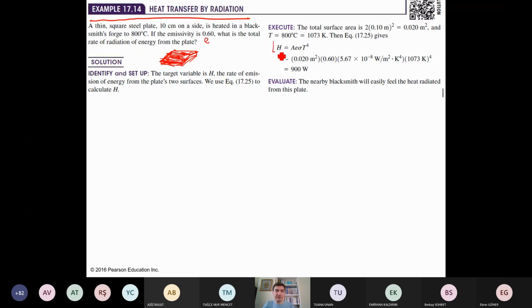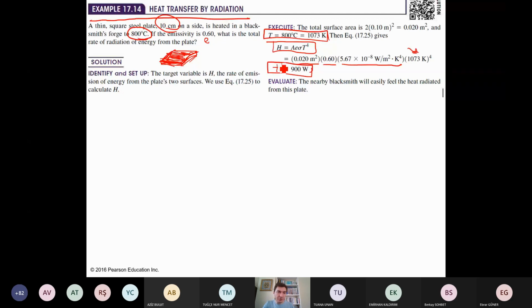So this is asked. The area is given; you can calculate it from this one. Emissivity is given, and sigma is the Stefan-Boltzmann constant. And what about the temperature? The temperature is 800 degrees Celsius. Be careful, you have to convert this to Kelvin. Then just put it there, and the result is 900 watts.